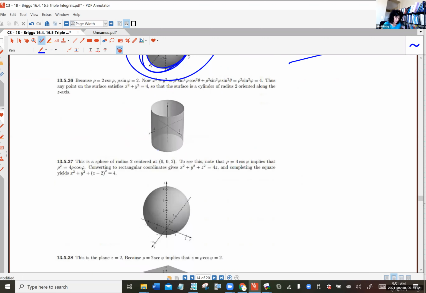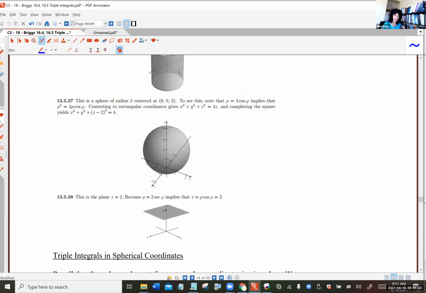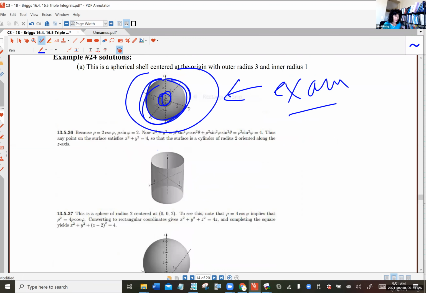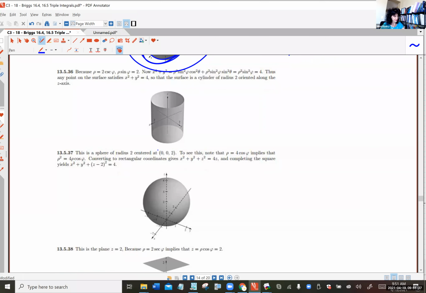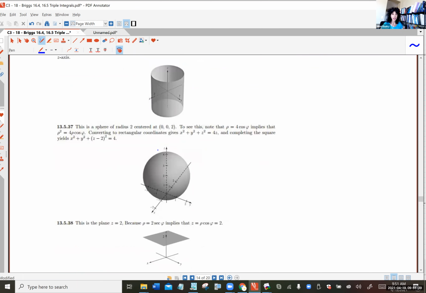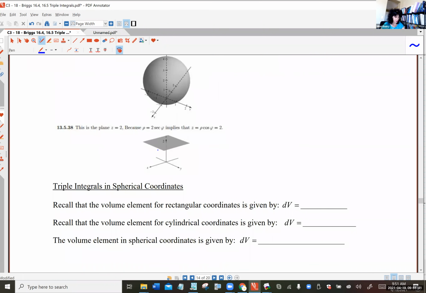Nice. So these are good candidates for spherical. But honestly, I personally believe the only really good candidates for spherical are spheres centered at the origin or portions of spheres centered at the origin. That's how I roll. Cones can be okay too, but that takes a little bit of work.